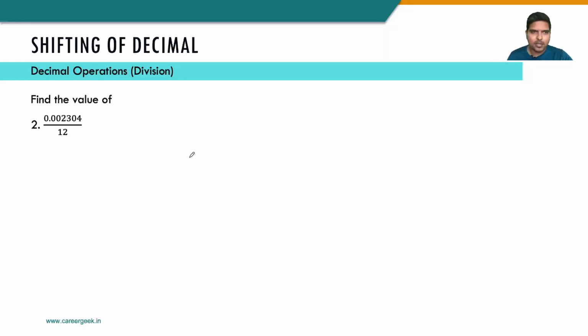Okay, one last, you can try and solve, a bit tricky. Step 1 is checked, there's no decimal in the denominator, good to go. Step 2, count the number of digits to the right of the decimal. There are 6 digits.